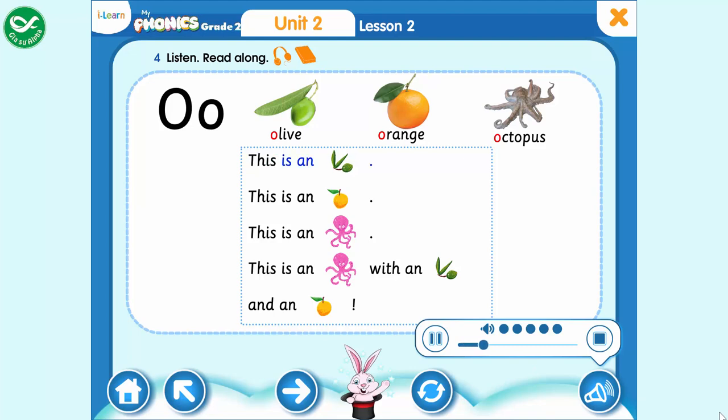This is an olive. This is an orange. This is an octopus. This is an octopus with an olive and an orange.